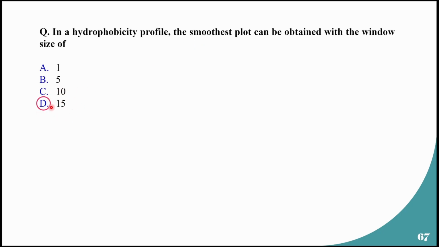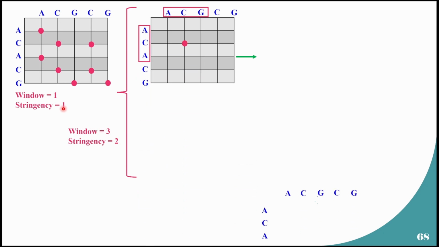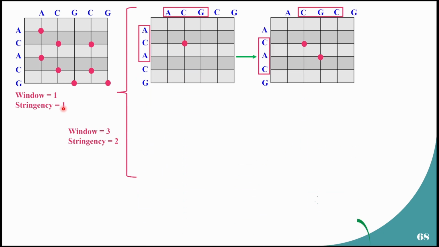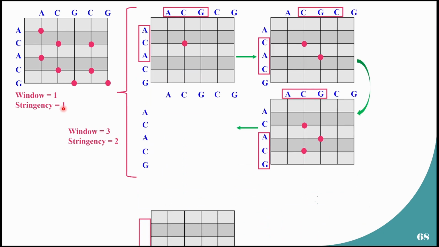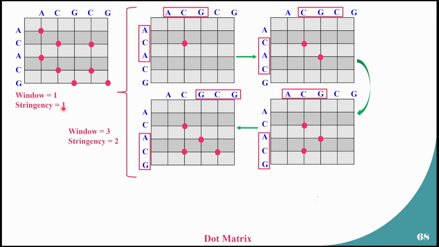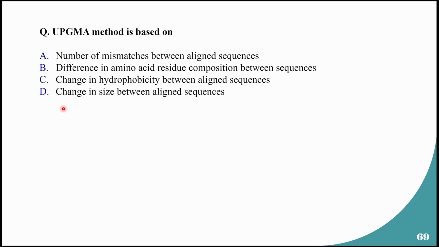So in this case, 15, which is the highest number given as the option, the smoothest plot can be obtained from a window size of 15, basically. So the higher the window size is, the smoother the plot will be. And this was just a recap of the dot plot, as we have seen the same behavior there also.